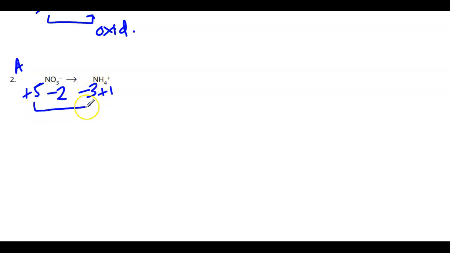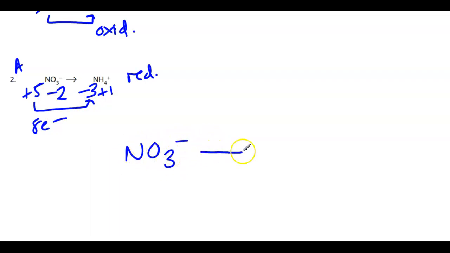So nitrogen is going from +5 to -3. So actually, this is reduction for sure, and it's gaining 8 electrons. It's going from +5 all the way down to -3. So let's write this out bigger so we can work with this here.